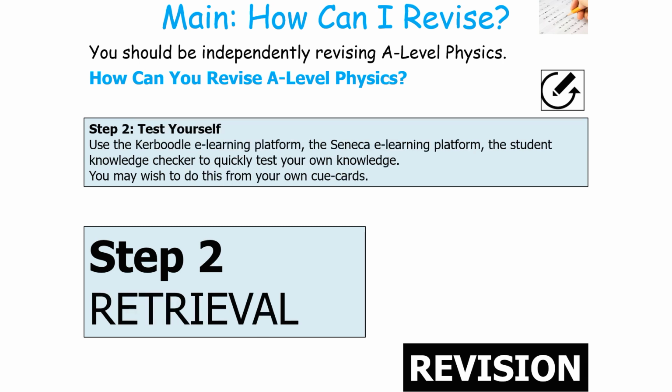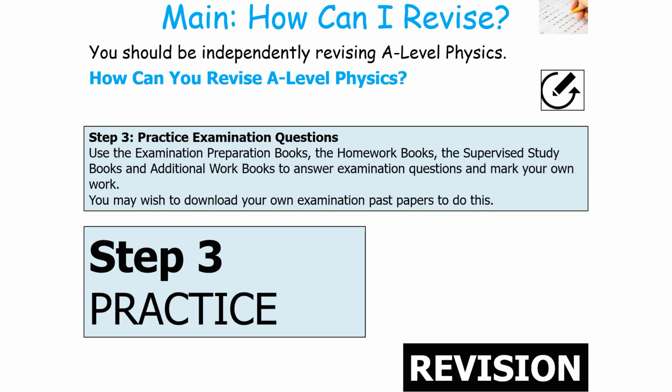The second step is to test yourself. So use e-learning platforms such as Caboodle, Seneca, knowledge checkers to quickly test your own knowledge, and you may wish to do this from your own cue cards. Whilst the third step is practicing examination style questions. So use examination prep books, homework books, supervised study books, additional workbooks to answer examination questions and then mark your own work, and you may wish to download your own examination past papers to do this.